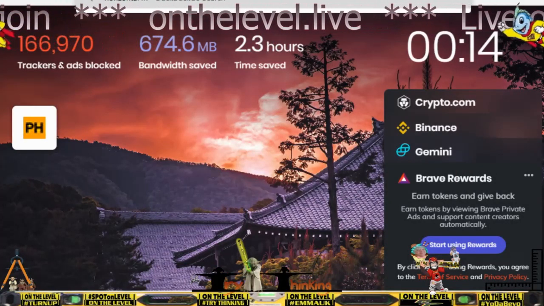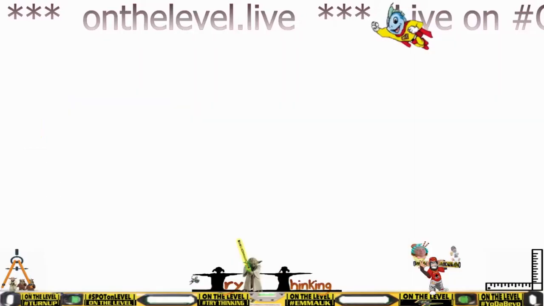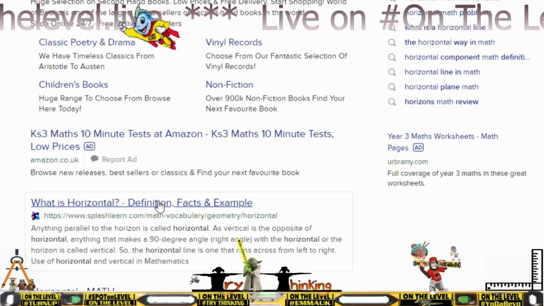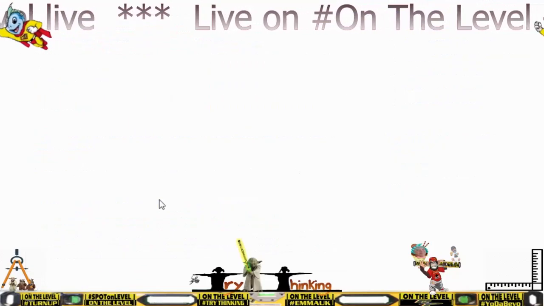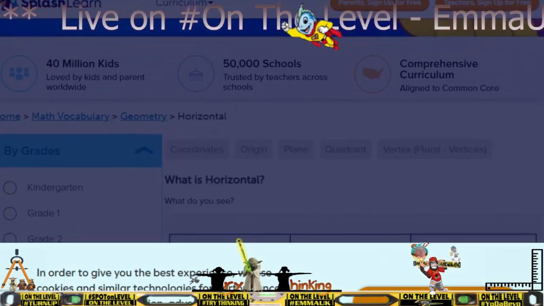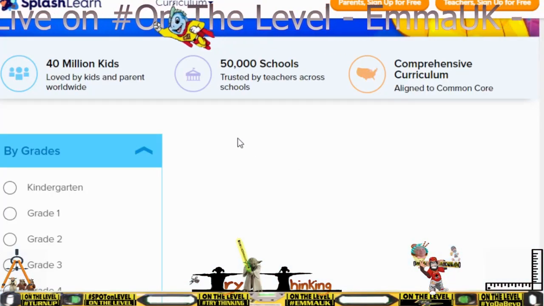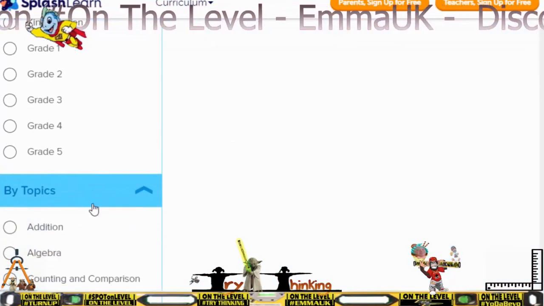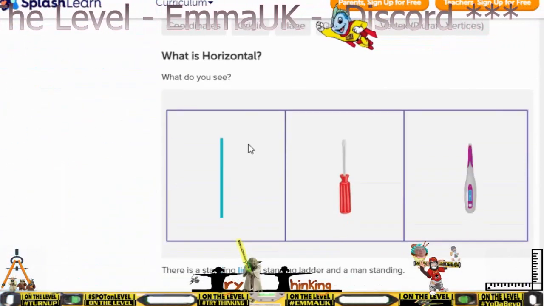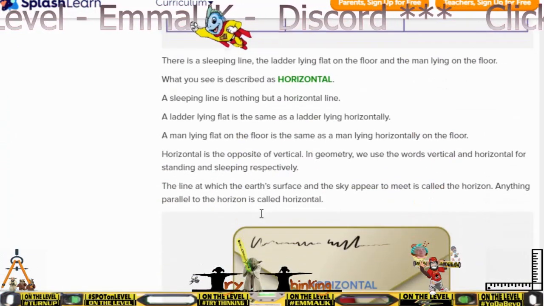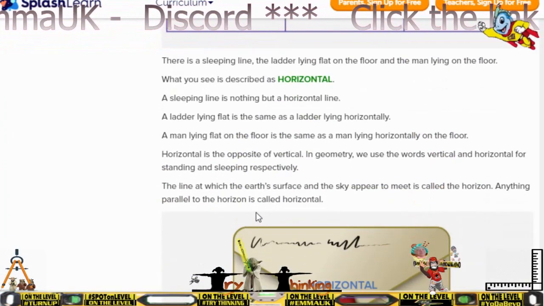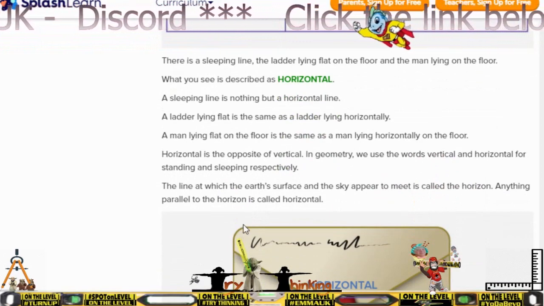horizontal maths search and see what we come up with. What is horizontal? Definition and examples. K5 Learning. Doesn't sound like it's kindergarten. I don't know. What do you see? Horizontal. Standing up. Oh, there they are. Yeah, this is what we need. I mean, it's pretty kid stuff, isn't it?